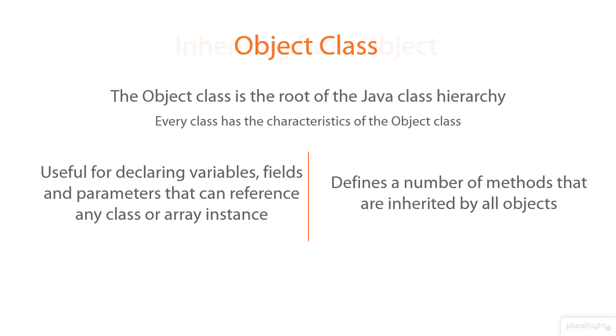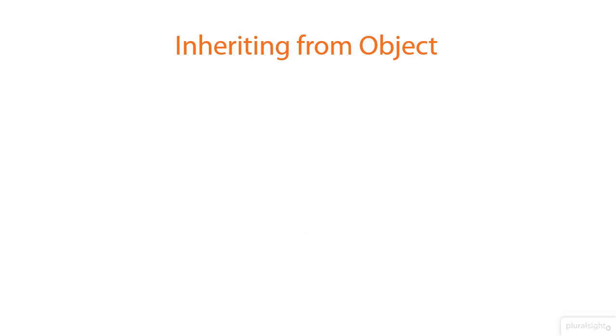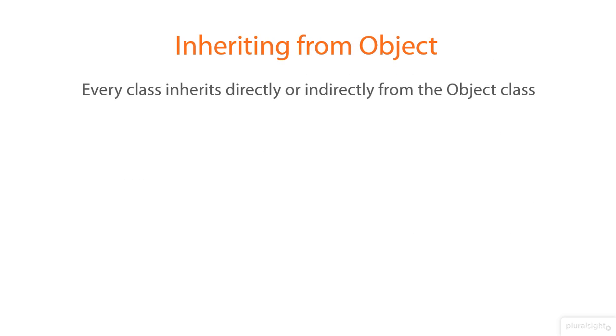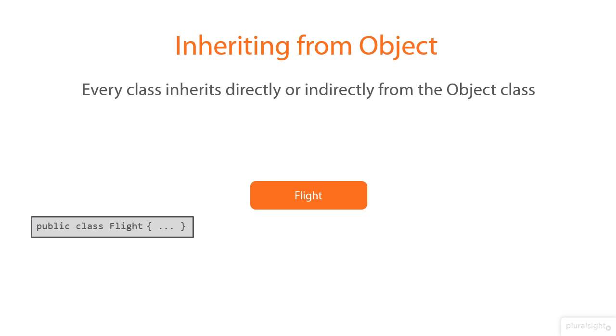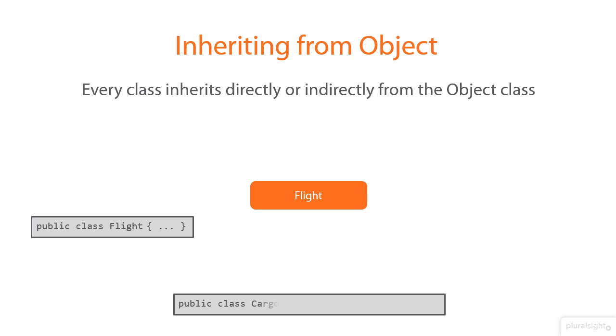So that means that there are specific characteristics and capabilities that are common to all classes. So if we look at the idea of inheriting from the object class, every class inherits either directly or indirectly from the object class. Let's look at some of the classes we've written throughout this course. We have our flight class. If we were diagramming this, we might just draw a box representing the flight class. Then, of course, we have our cargo flight class, so we'll draw a box for that. Now, remember that when we declared the cargo flight class, we said that it extends the flight class. So the way we diagram that is that we just draw an arrow up to flight saying that cargo flight inherits from the flight class.